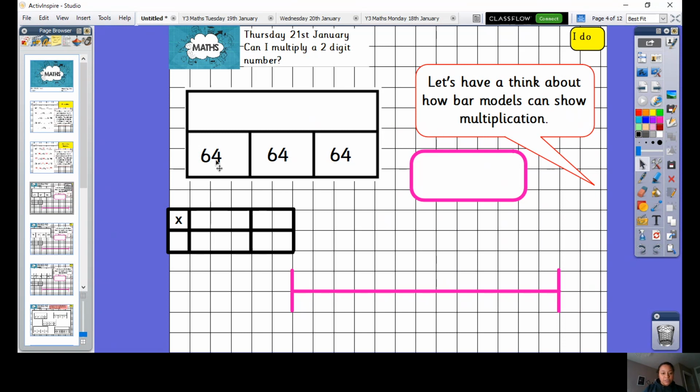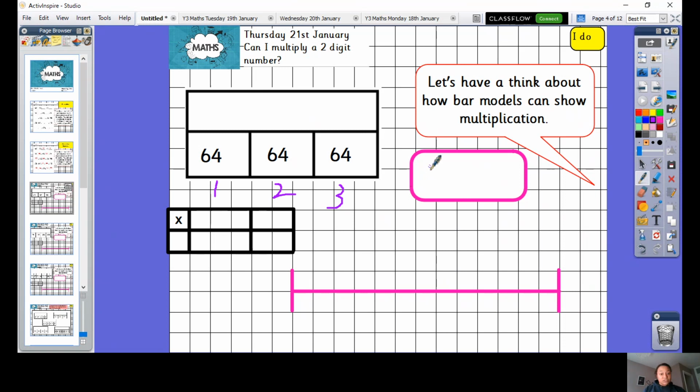So the first thing I notice is that the same number is in each of the sections on the lower bar. I notice that there are 3 sections. So I'm just going to label, I may go with purple today, how many lots of 64 there are. So there's 1 there, there's another one there, and there's another one there. So there are 3 lots of the same number. So 3 lots of 64.